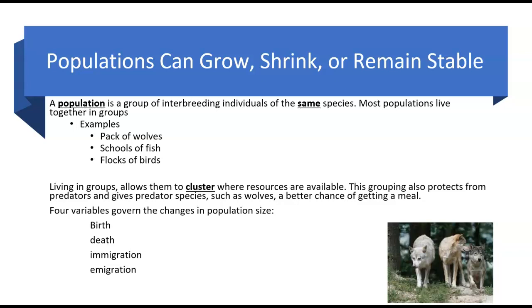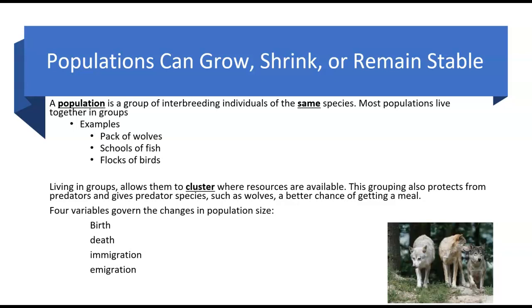Alright, so what we're going to look at is populations. And populations can do things, right? They can grow, they can shrink, they could also remain stable. A population is a group of interbreeding individuals of the same species. So when we look at a population, it's a group of interbreeding individuals of the same species.